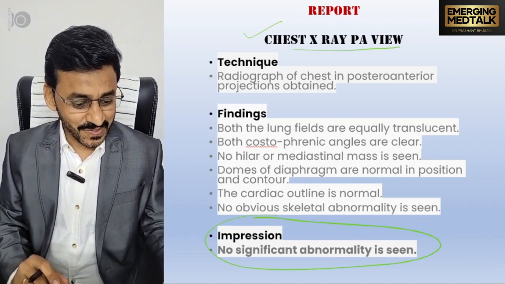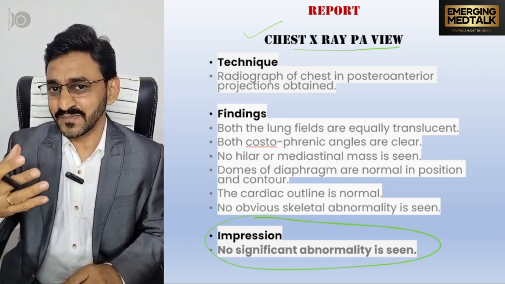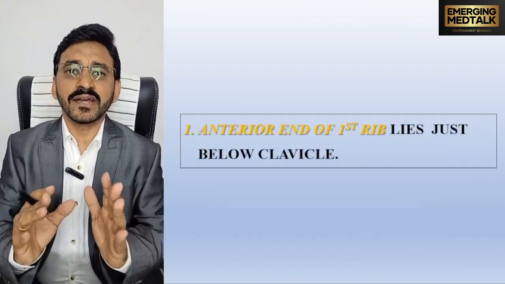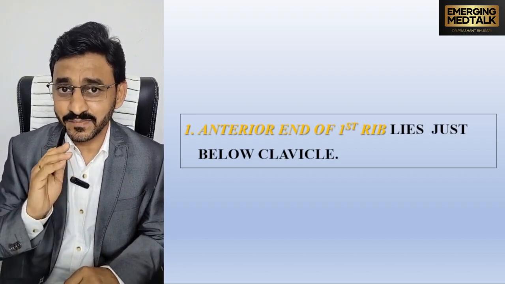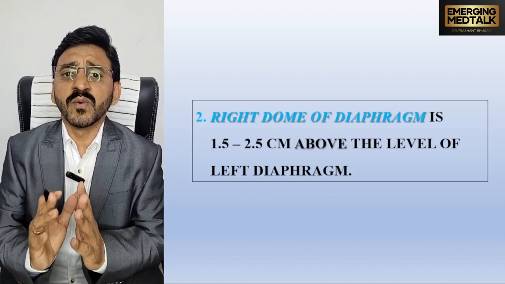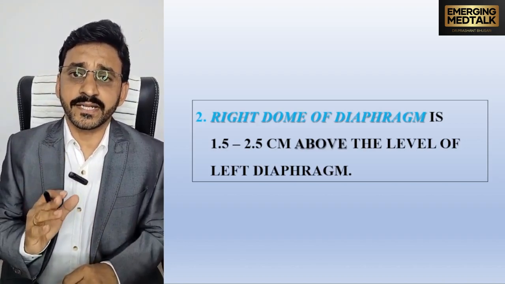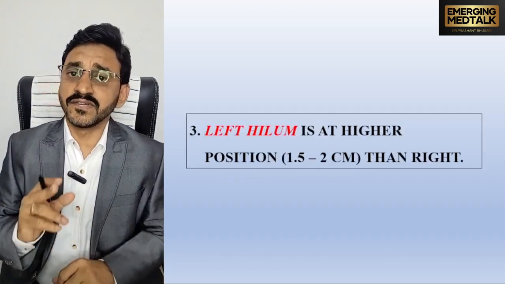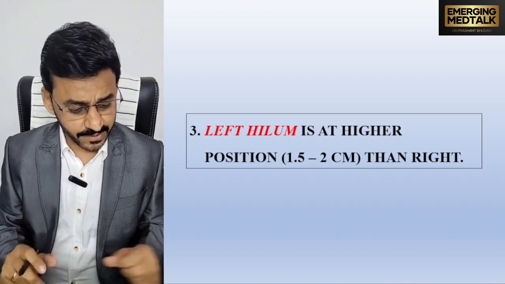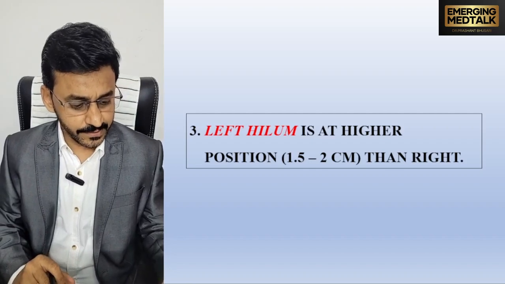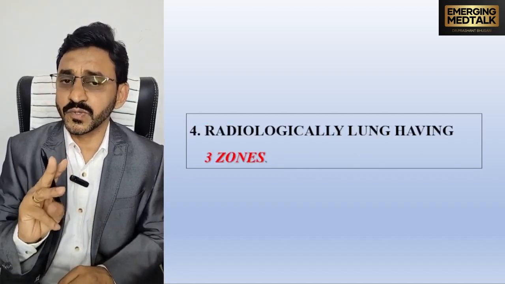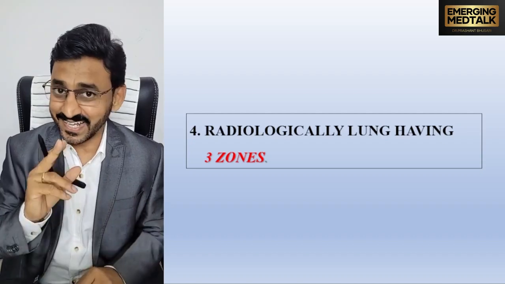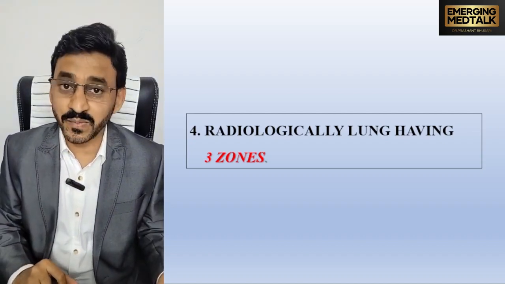Now that we know the normal, here in brief are the crux or tips of these various points. Very important: the anterior end of the first rib always lies just below the clavicle. The right dome of the diaphragm is always 1.5 to 2.5 centimeters above the left dome. The left hilum is always at a higher level, around 1.5 to 2 centimeters, than the right hilum. Radiologically the lung has three zones, upper, middle and lower, which is different from the anatomical division, and the bronchovascular markings are normally present.